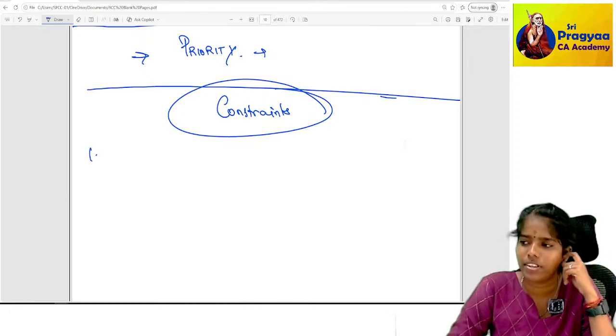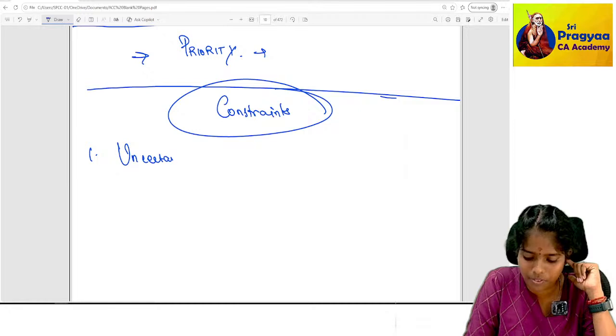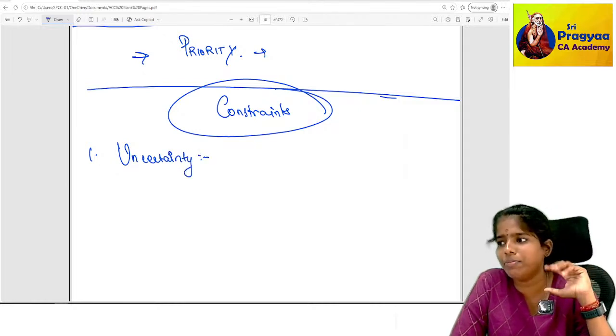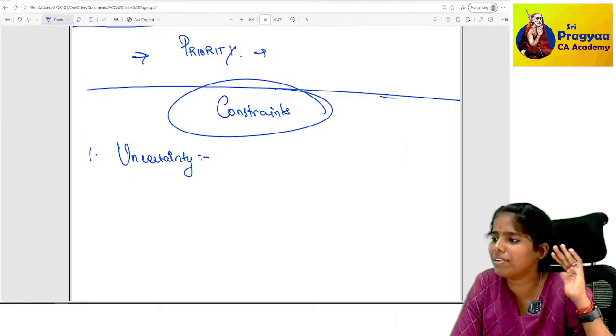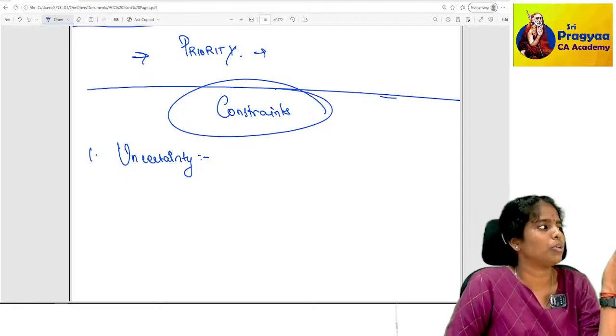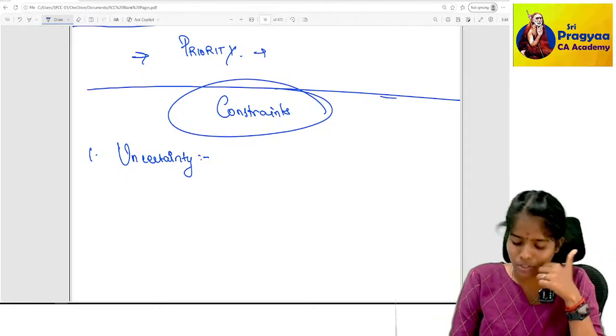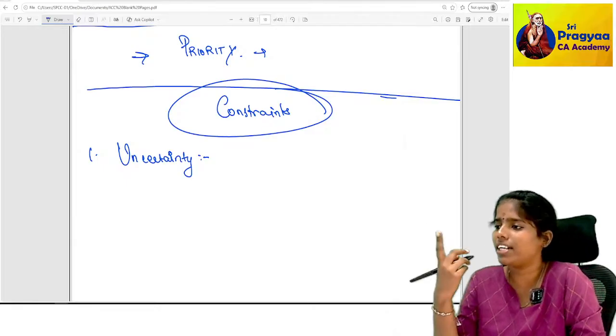What are they? First one, uncertainty. What do you mean by uncertainty? I cannot predict my future. I can only tell இது நடக்கும் அது நடக்கும் நான் இதை பண்ணுவேன்னு தான் சொல்ல முடியும். இது கண்டிப்பா நடக்குமானா I cannot tell. Nobody can tell that. So uncertainty in different factors.